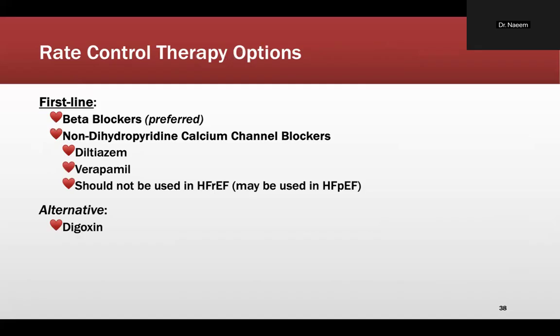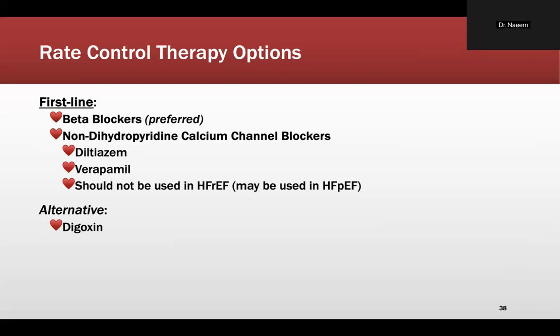So first line for rate control are beta blockers, which are excellent agents for this. And beta blockers, as you can tell by now, nearing the end of the cardio module, are used for numerous purposes. But when it comes to arrhythmias, when it comes to AFib, we go to beta blockers as long as there are no contraindications.